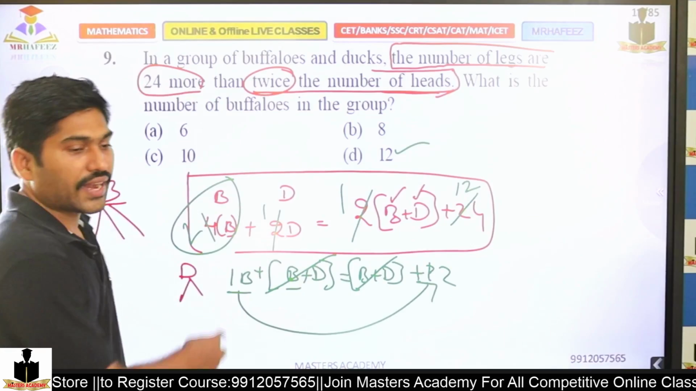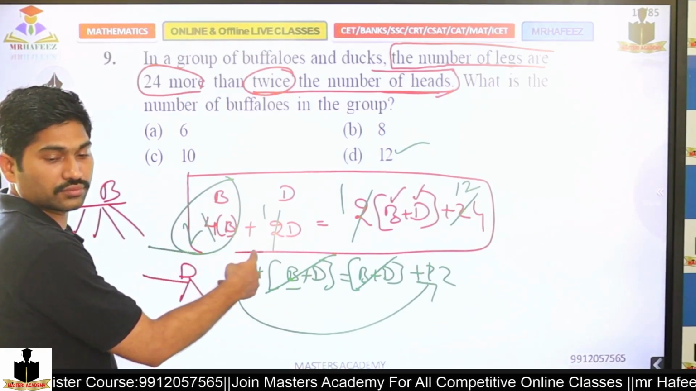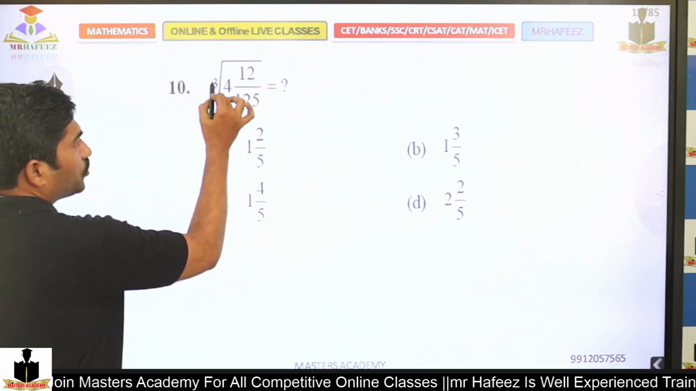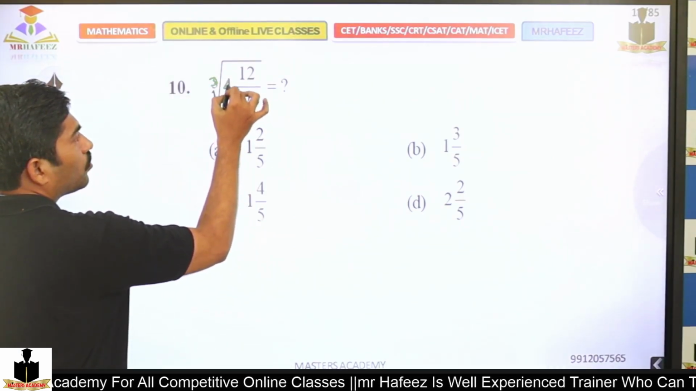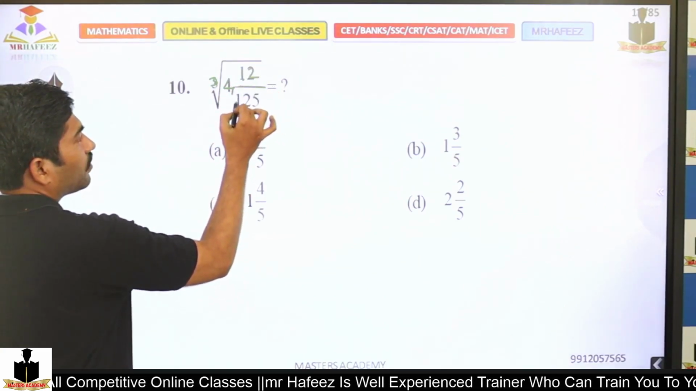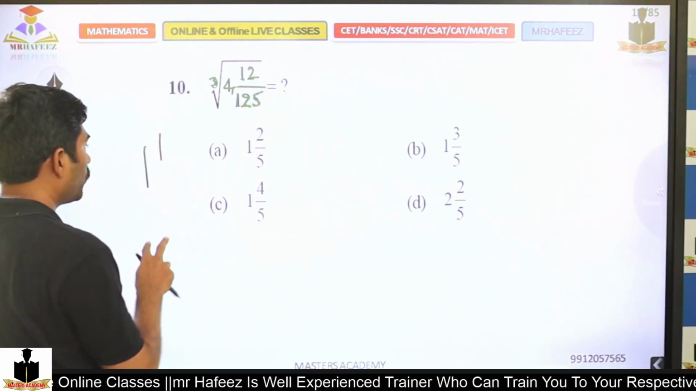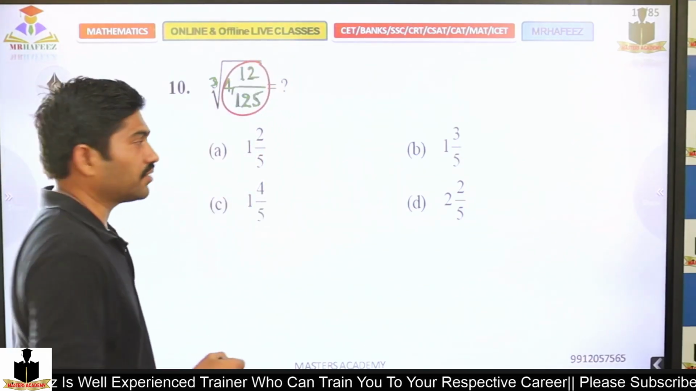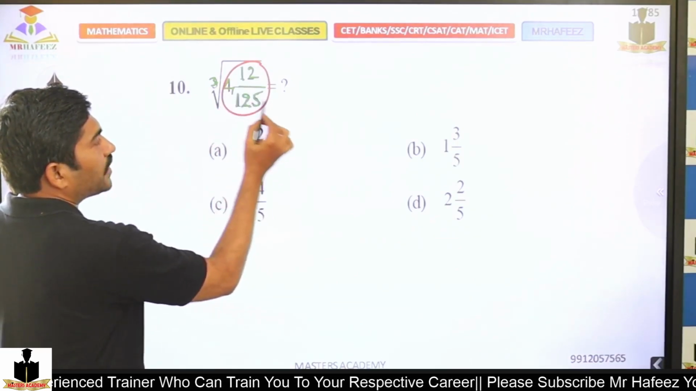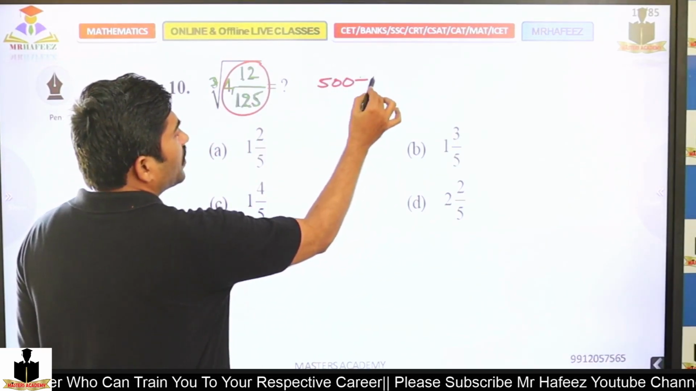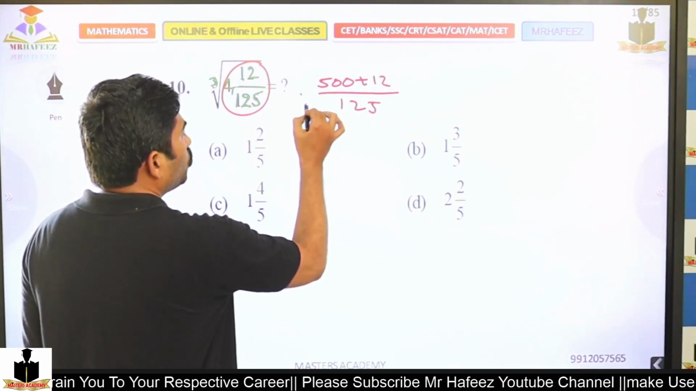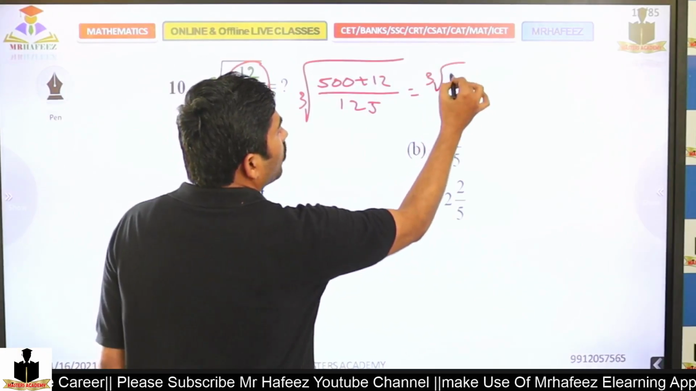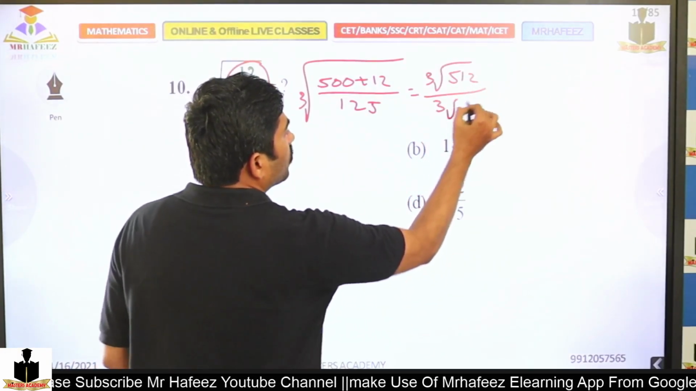Yes. Can I move to the next question? Yes, moving. So now this is a mixed fraction. Cube root of 4 12 divided by 125. So this has to be first converted into a fraction form. So 125 4 times, it's 500. 500 plus 12 divided by 125, cube root. 512, that is equal to cube root of 512 divided by cube root of 125.